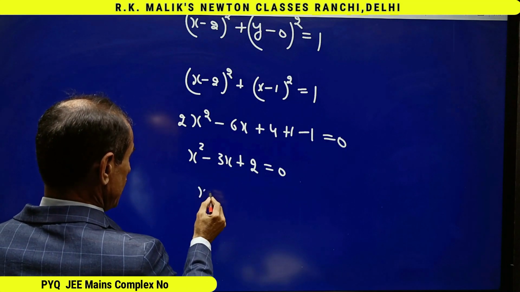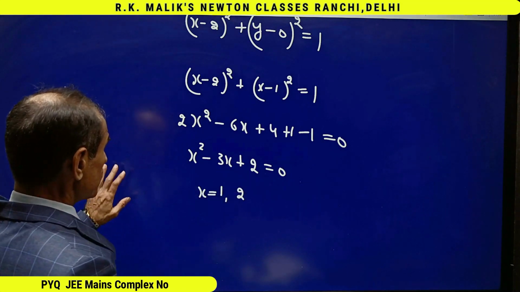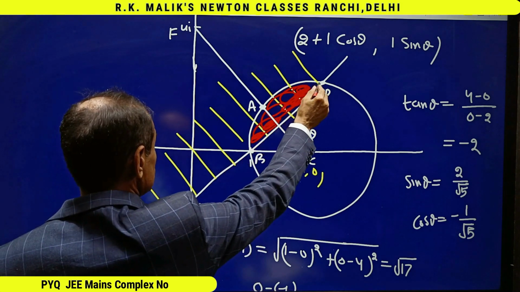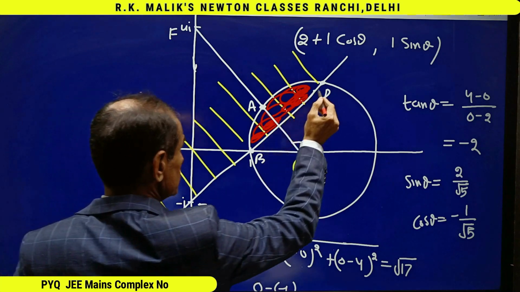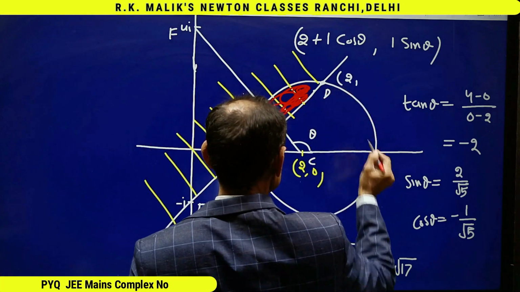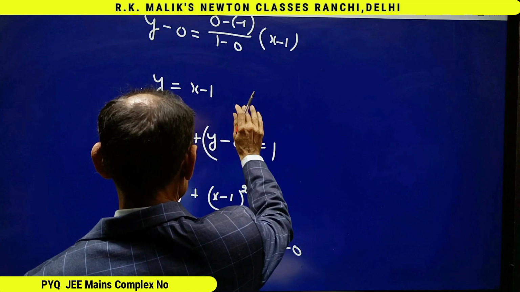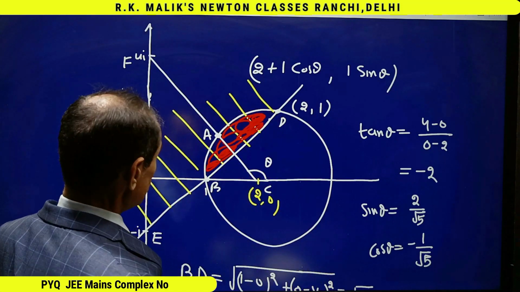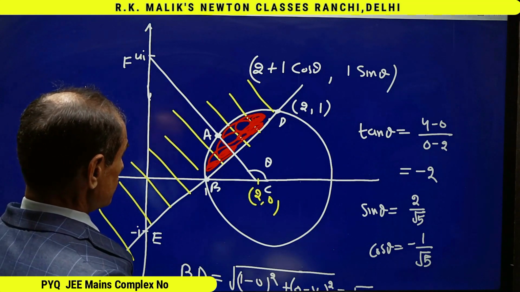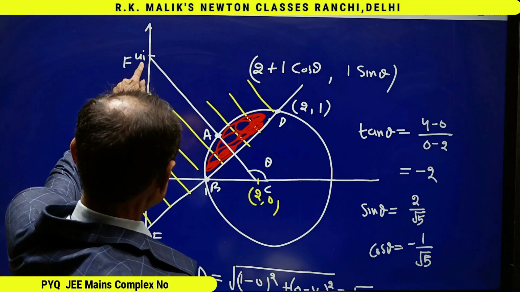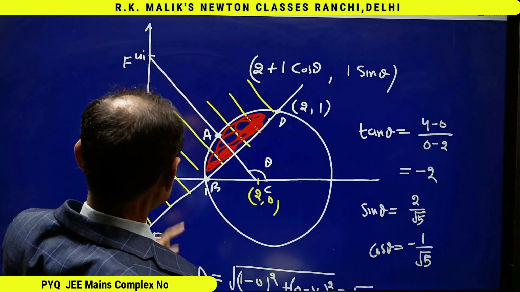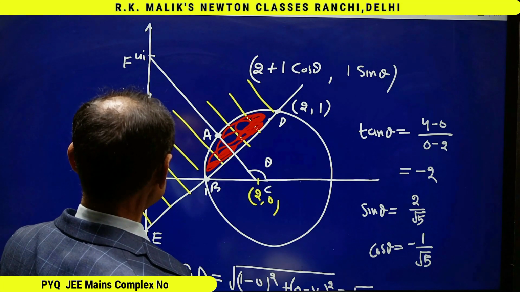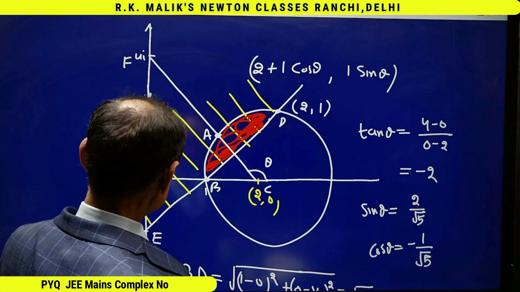Clearly the roots of this are x equal to 1 and 2. 1 is the x coordinate of this, hence 2 must be the x coordinate of this. Therefore, this point becomes 2. And using this equation of line, I get the y coordinate as 1. And now I have to check whether B is at farther distance or D is at farther distance from F. Whichever is at farther distance from F, that will be named as Z2.